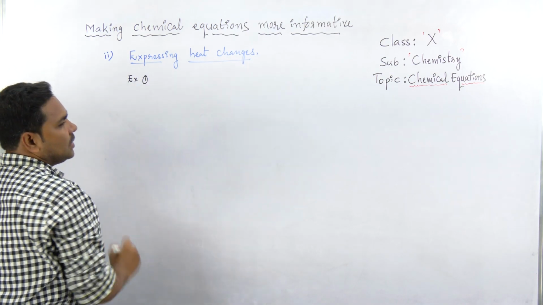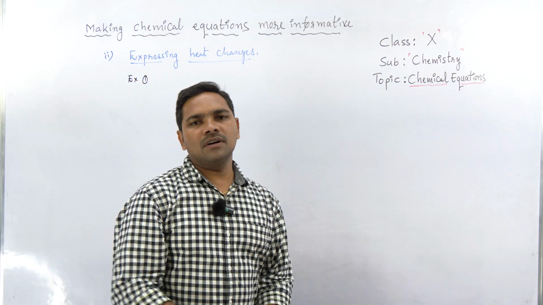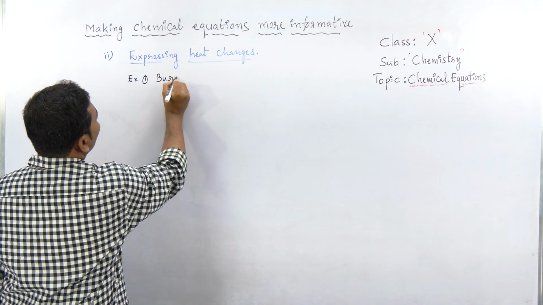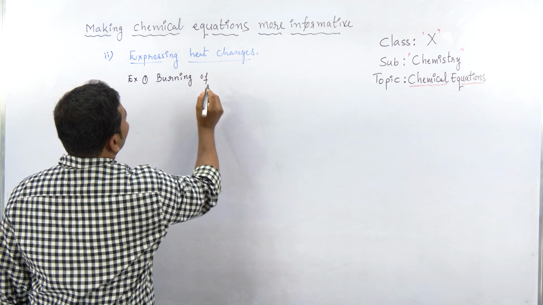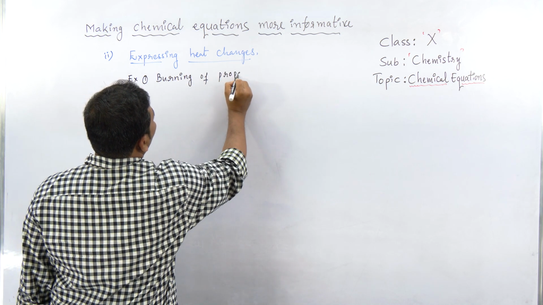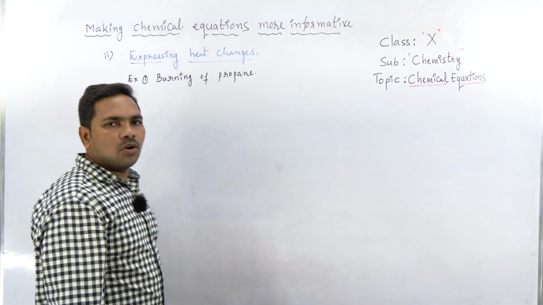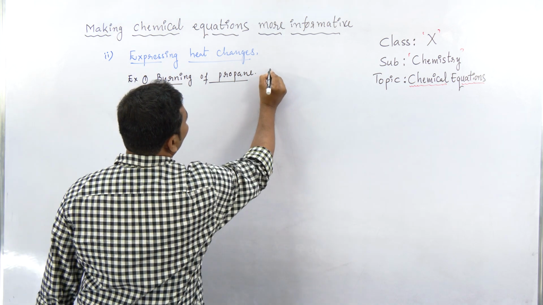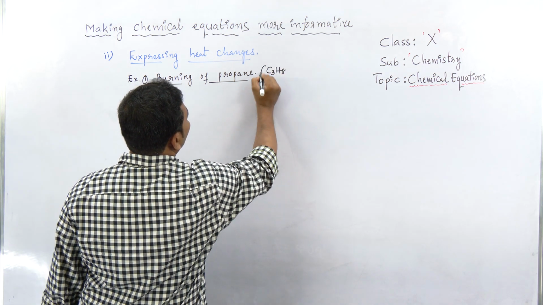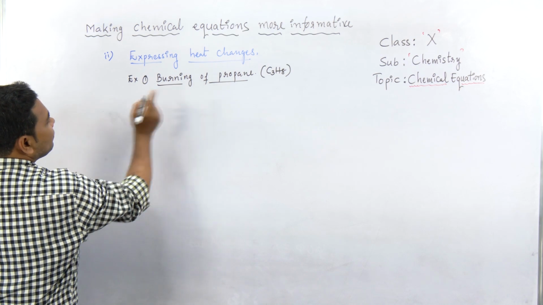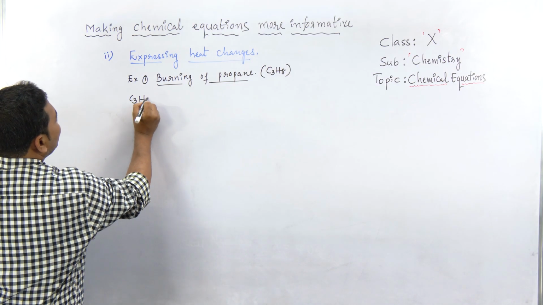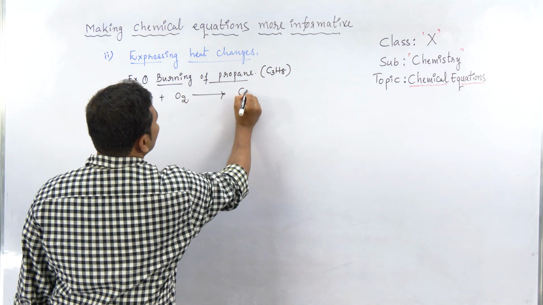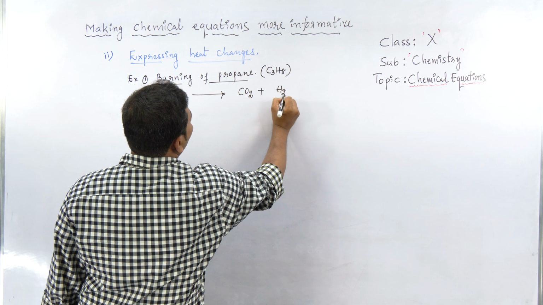Example number 1: burning of any fuel. Let me take burning of propane. What is propane? It is one of the components of LPG. When propane is burnt, the chemical formula of propane is C3H8. Let's write the burning of propane: C3H8 reacts with oxygen to produce CO2 plus H2O.